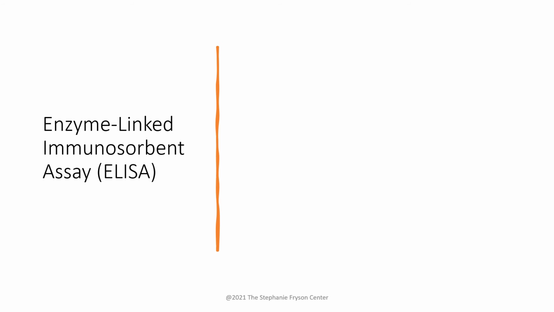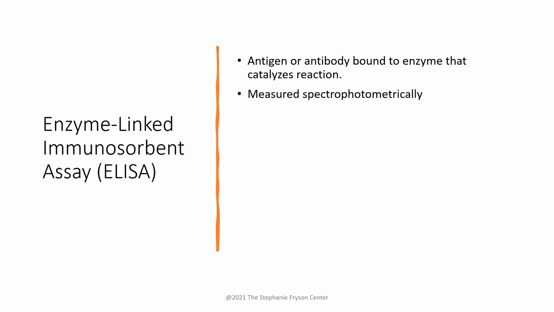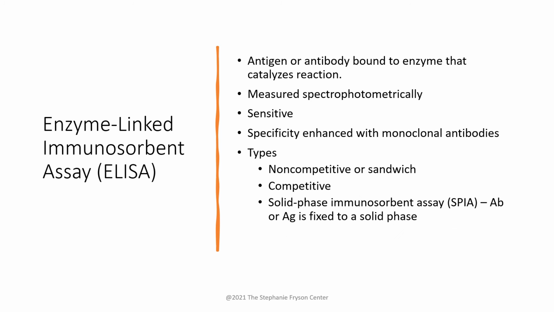Next, we have ELISA, enzyme-linked immunosorbent assay. ELISA is used for things like HIV. This is where antigen or antibody bound to the enzyme causes a catalytic reaction. It is measured spectrophotometrically in a spectrophotometer. It's very sensitive, and the specificity can be enhanced by using monoclonal antibodies. So a lot of the ELISA methods use monoclonal antibodies.